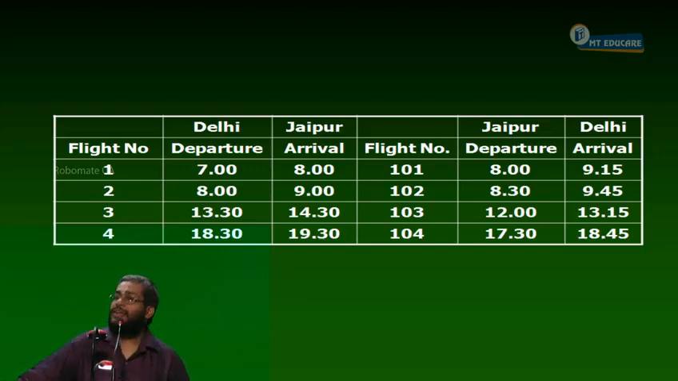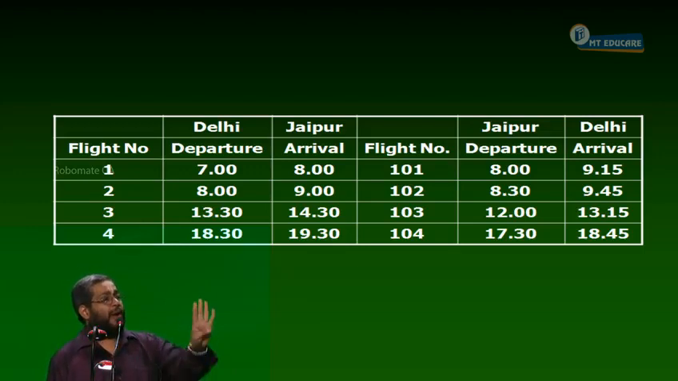Did you understand the question? Should I repeat? Okay, I'll repeat once again. Now, leave the crew. Let us take a pilot. How many pilots do I want? Because one pilot is enough to go and come back. He can drive flight 1 and then come back on any one other flight. So let's take pilot for example. I require to select 4 pilots.